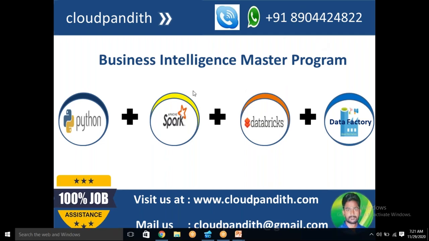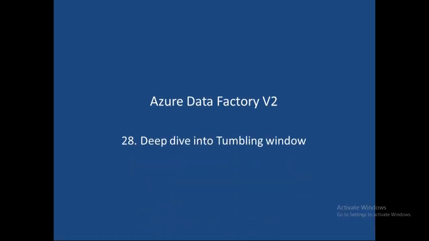Good morning, friends. In this Business Intelligence Master Program, today we are going to talk about a deep dive into the tumbling window. Tumbling window is another type of trigger in Azure Data Factory. Yesterday we saw the event-based trigger, which responds to an event, such as a file arriving into blob storage or Data Lake Storage Gen2. It is going to trigger a pipeline.